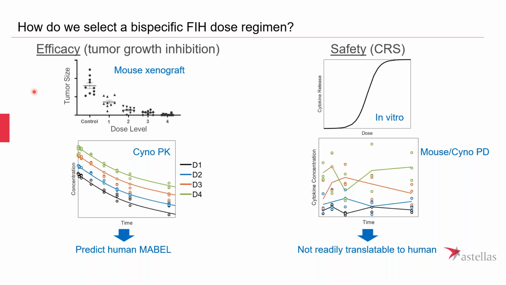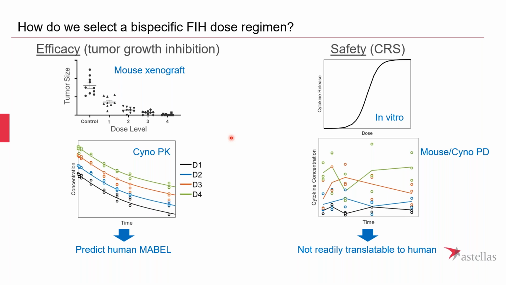and this efficacy? If you approach it from the perspective of efficacy independently or safety independently, this is how we can think about it. On the left, when we're thinking about how to select a first-in-human dose regimen for a bispecific in terms of efficacy, there's really not anything too different compared to our normal model-informed drug development approaches.